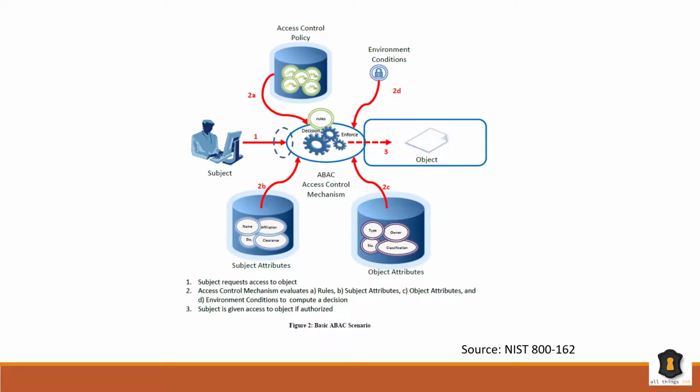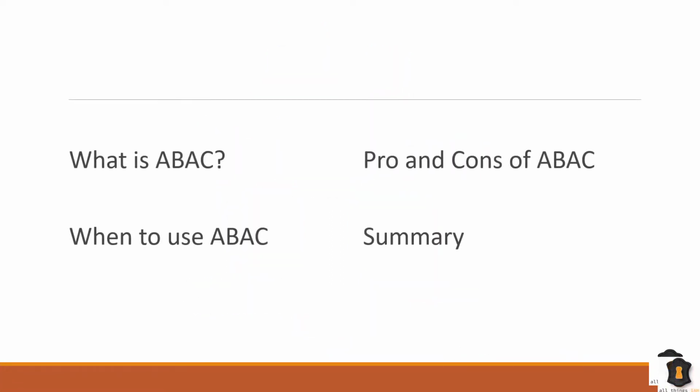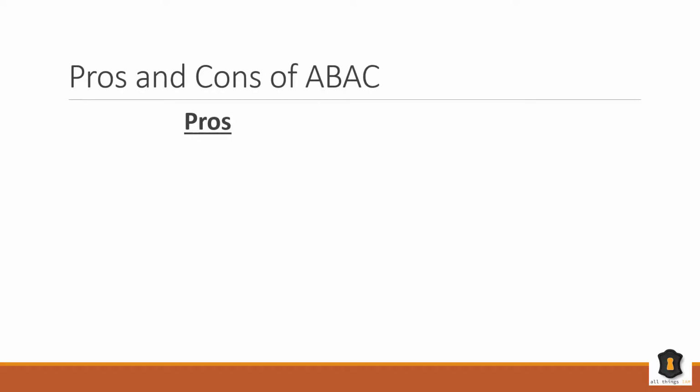So now that we understand when to use RBAC, when to use ABAC, and the best approach, what are the pros and cons of ABAC? When you look at ABAC, it's an advanced model, so there are particular things that it does great. And the first thing ABAC does amazingly in terms of pros is fine-grained access control.